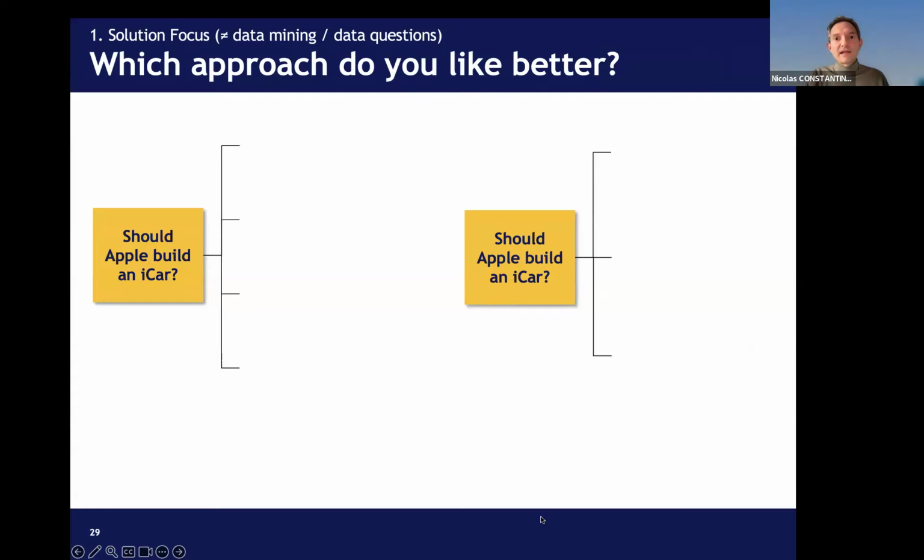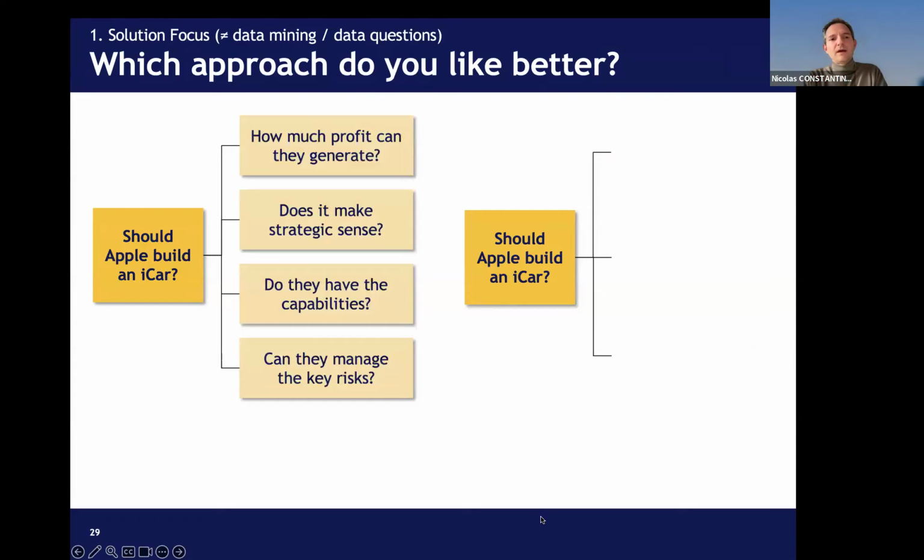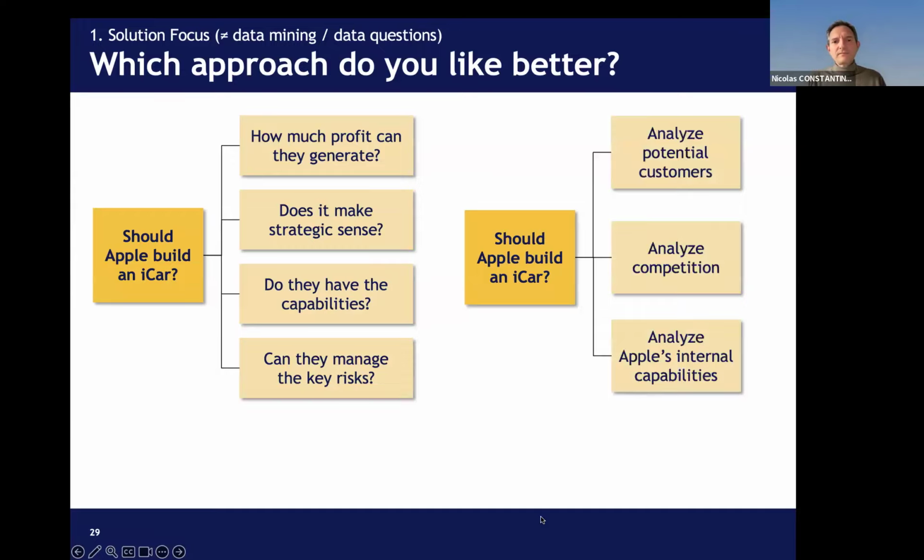Okay, so here's team left's structure. How much profit can Apple generate? Does it make strategic sense? Do they have the capabilities? Can they manage the key risks? And here's the structure from team right. Analyze potential customers, analyze competition, analyze Apple's internal capabilities. So I'm just really curious to know now, you don't need to give the reason right now, but who do you think has the stronger structure? Team left or team right?